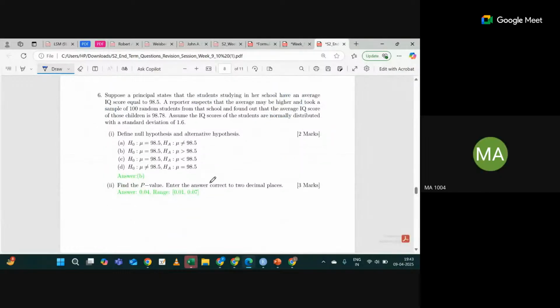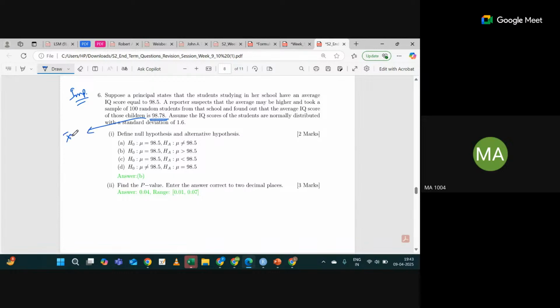Okay, let's do question number 6, which is also important. This p value and all is very important for you. So what is the scenario? Suppose a principal states that the students studying in her school have an average IQ equal to 98.5. A reporter suspects that the average may be higher, and took a sample of 100 random students from that school, and found that the average IQ score is 98.78.